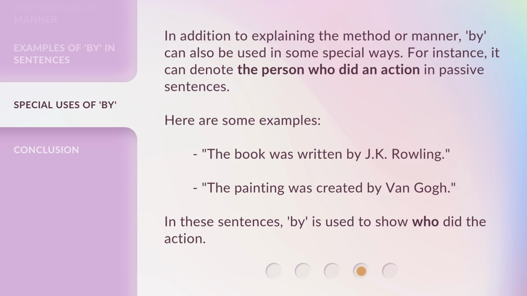In addition to explaining the method or manner, by can also be used in some special ways. For instance, it can denote the person who did an action in passive sentences. Here are some examples. The book was written by J.K. Rowling. The painting was created by Van Gogh. In these sentences, by is used to show who did the action.